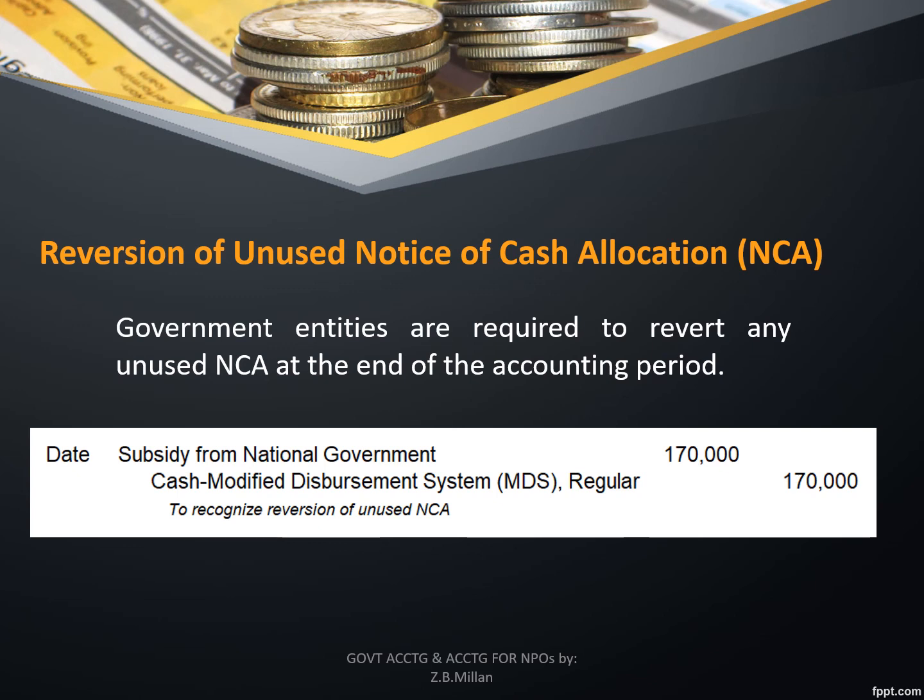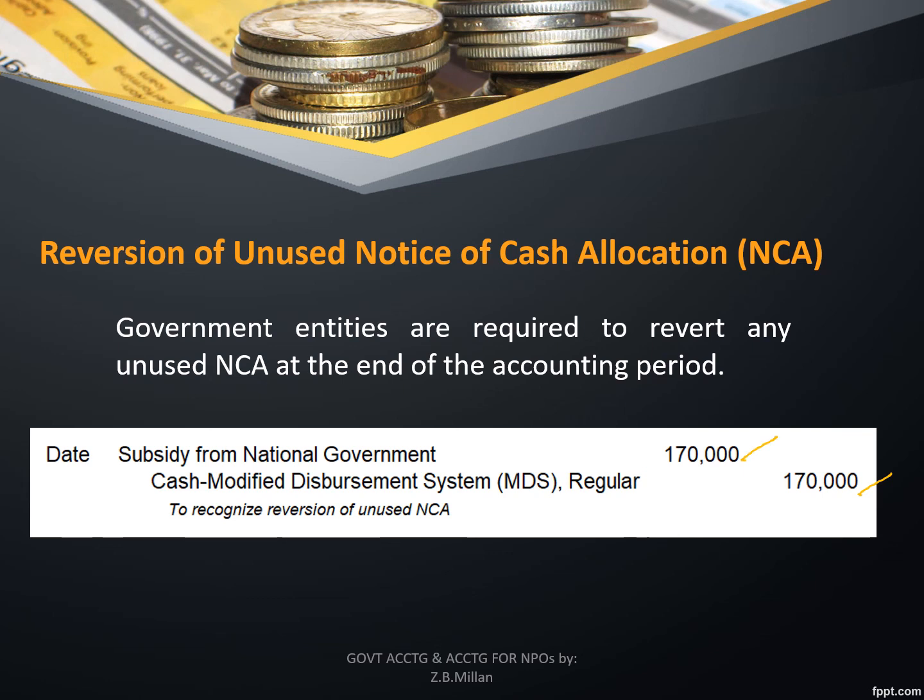Bureau of Treasury. So, ang entry ng ating receipt of notice of cash allocation is a debit to cash and a credit to revenue account which is subsidy to national government. So, reverse lang natin yung entry. So, ang entry natin to revert back the unused notice of cash allocation to the Bureau of Treasury is to recognize sa book yung ating cash and then reverse yung revenue account initially recorded.